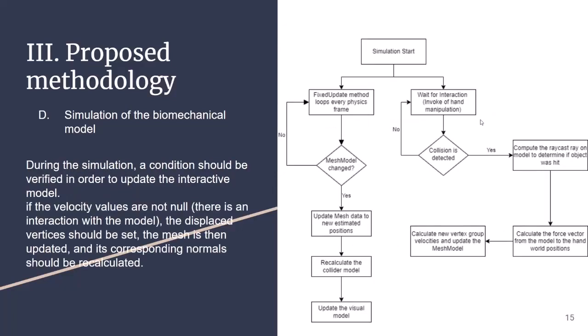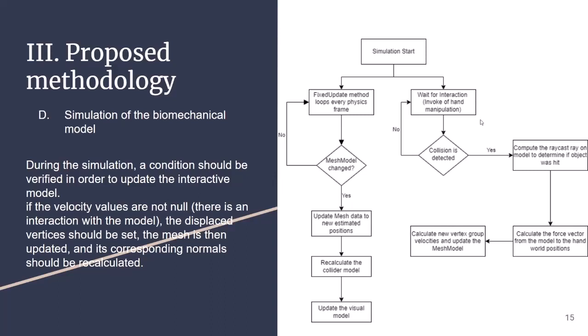Our proposed methodology of the simulation. During the simulation, a condition should always be verified in order to update or not an interactive model. If we have an interaction with the model, there should be displaced vertices updated, then the mesh is subsequently updated, and the corresponding normals of the affected area should be recalculated. We have a graph here to demonstrate that.